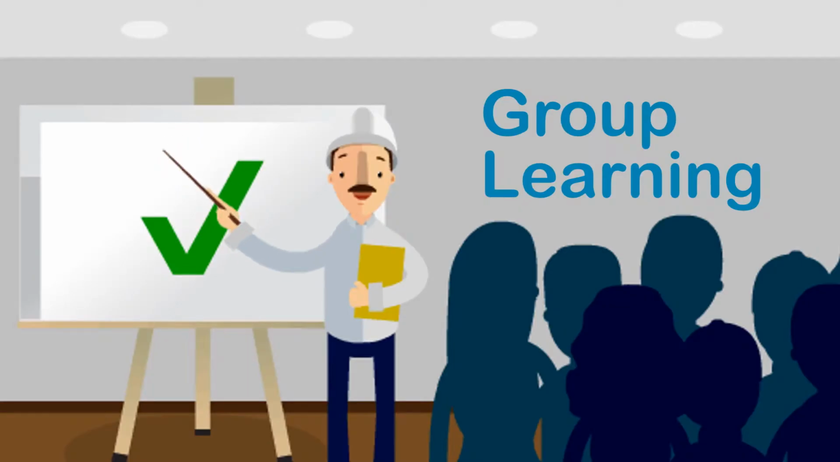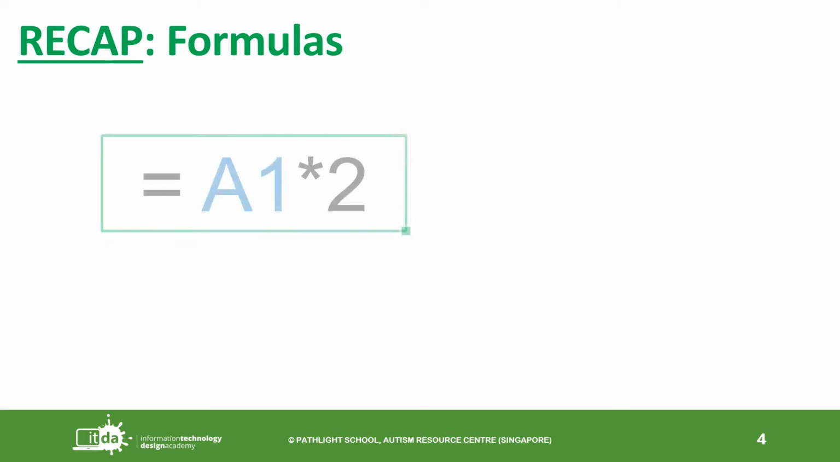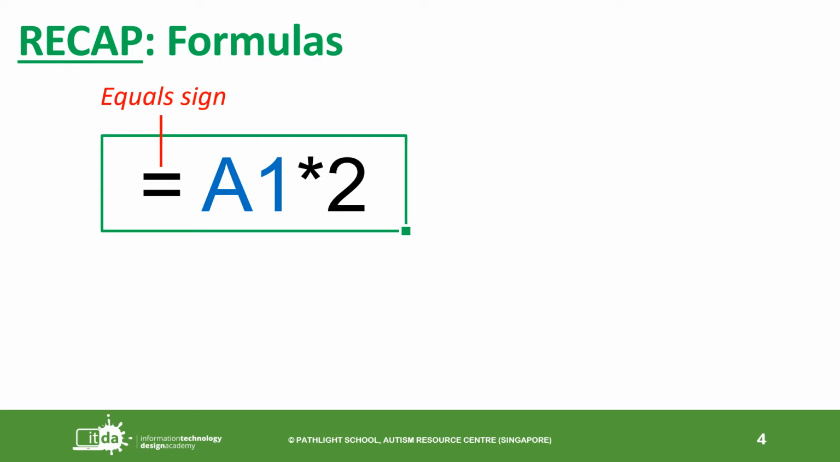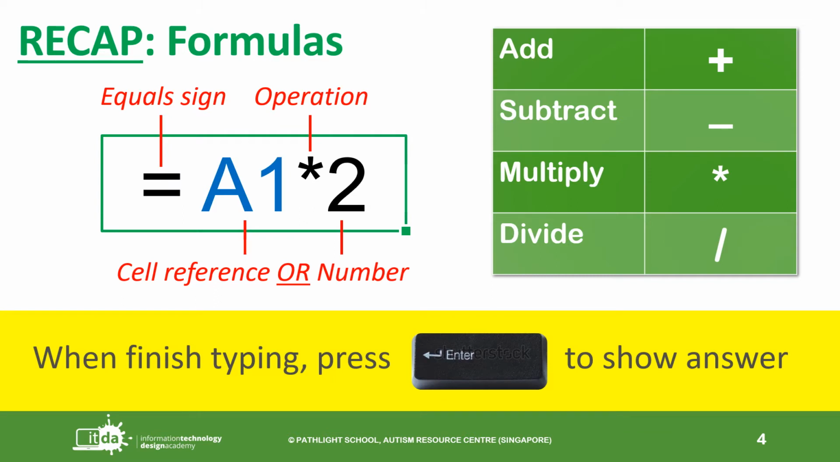Group learning. Now we know that on Excel, we can actually type out mathematical formulas. To do this, all you need to do is click on your cell, type in the equal sign, and then add in your cell reference or the name of the cell, or it could also be just a number. Once done, you will need to add in your operation. This could be either add, subtract, multiply, or divide. And then when you finish, you need to press the Enter button to show your answer.